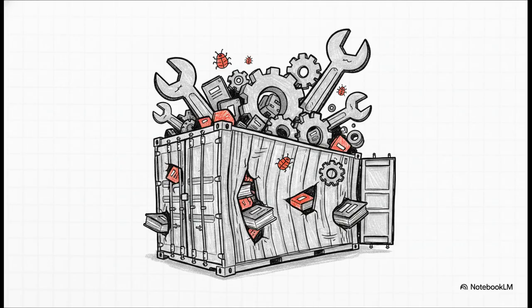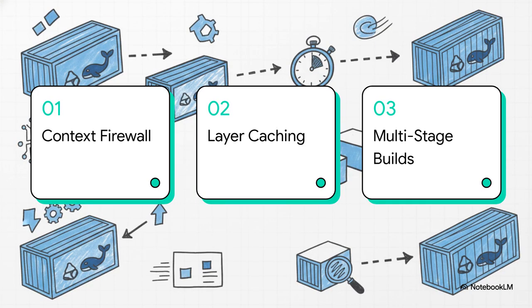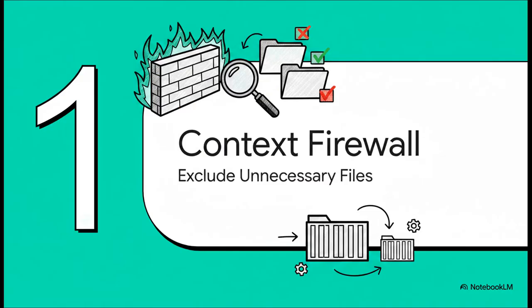No thanks. So, to fix this, we're going to implement 3 steps. Number 1, establishing a context firewall. 2, optimizing layers for caching, and 3, unlocking the power of multi-stage builds. All right, let's dive right into step 1, the context firewall.